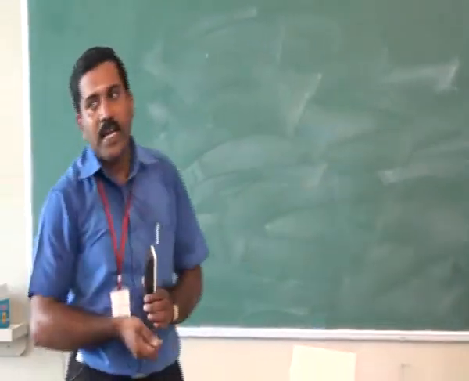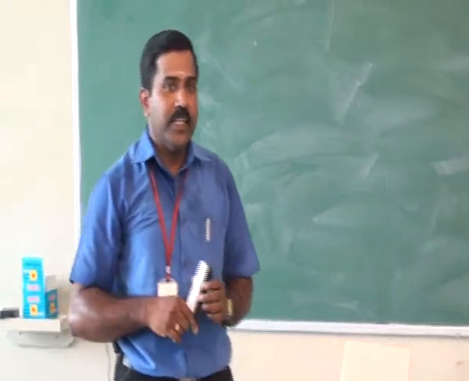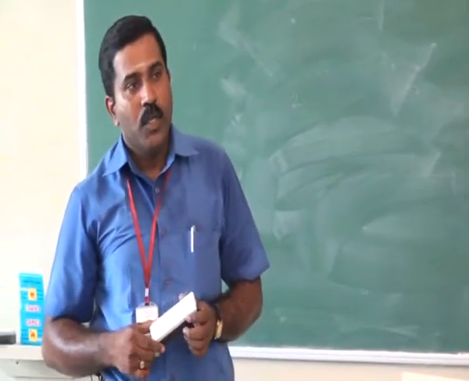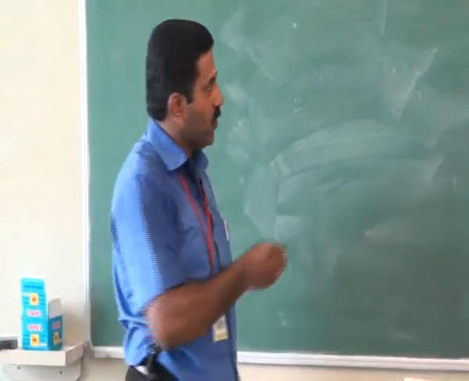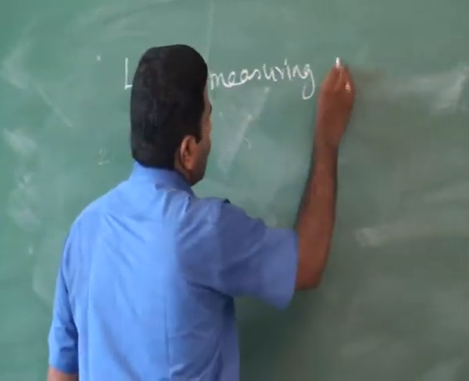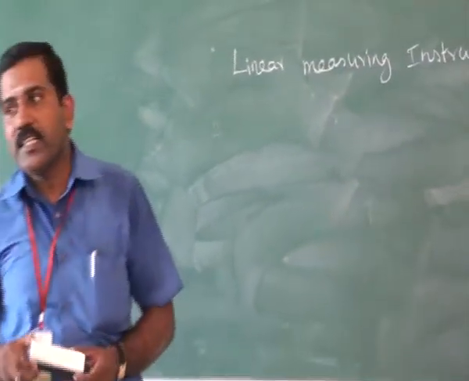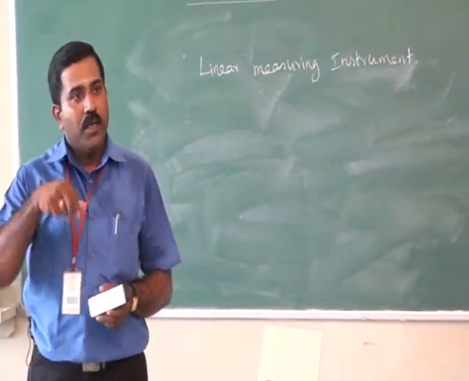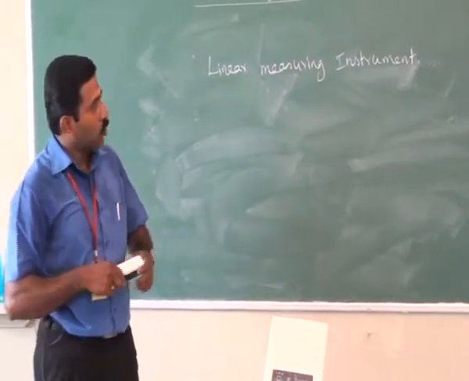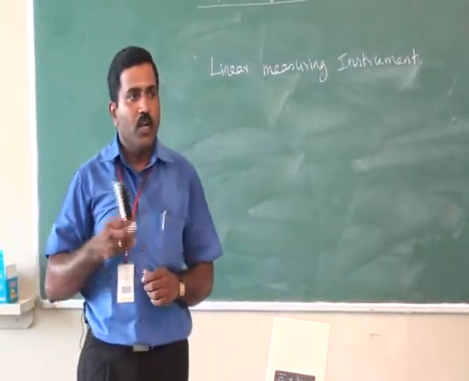This one is the basics of the measurement system. Next we have to discuss some of the linear measuring instruments, angular measuring instruments, and then advanced measuring instruments. What is the meaning of linear measuring instruments? We have to measure the length, height, width, depth, diameter, internal diameter, and outer diameter. We check it by using the instrument, so that is called linear measuring instruments. We use various types of linear measuring instruments.